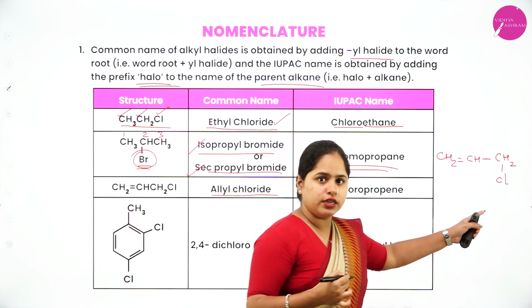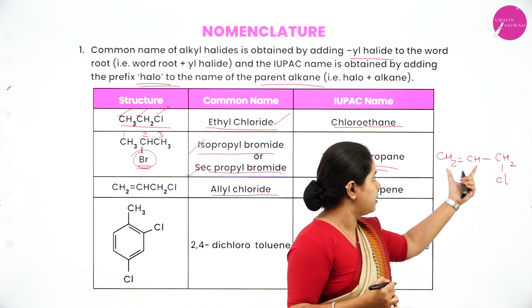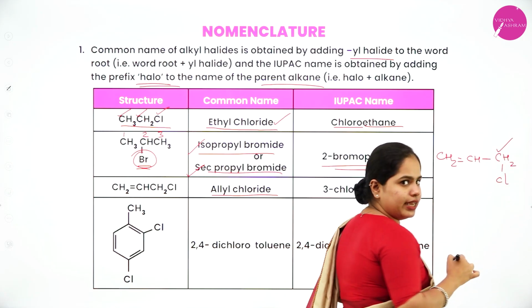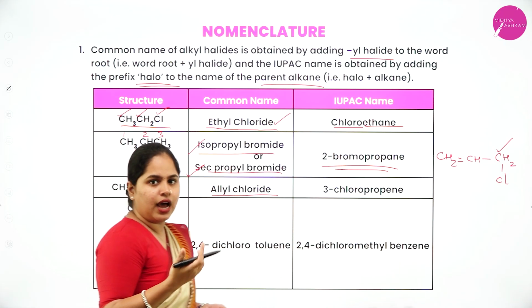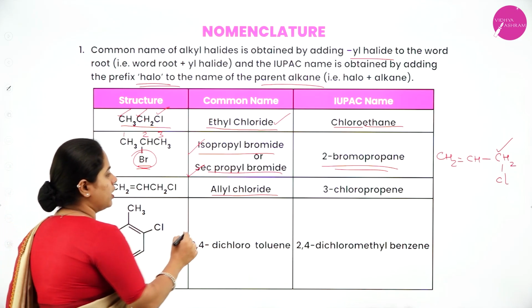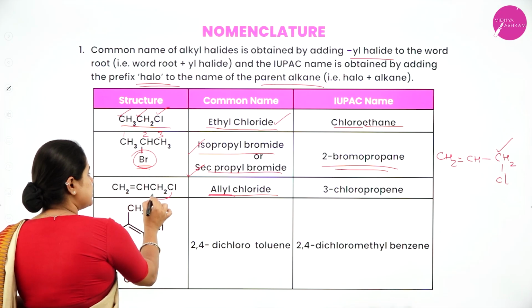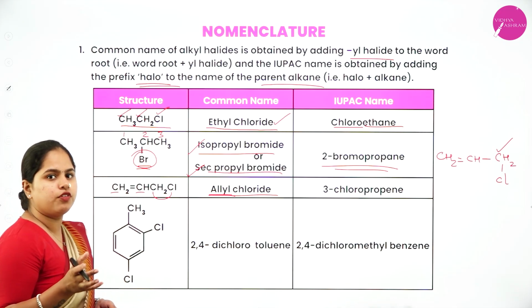So the chlorine is present on this carbon atom, which is adjacent to a carbon atom which is part of a double bond. So this carbon atom is called the allylic carbon, and this is called an allylic halide, an allylic haloalkane. I hope it is clear. That is why it is called allyl chloride. The word allyl is used because the chlorine atom is attached to the carbon which is adjacent to a carbon which is part of a double bond.